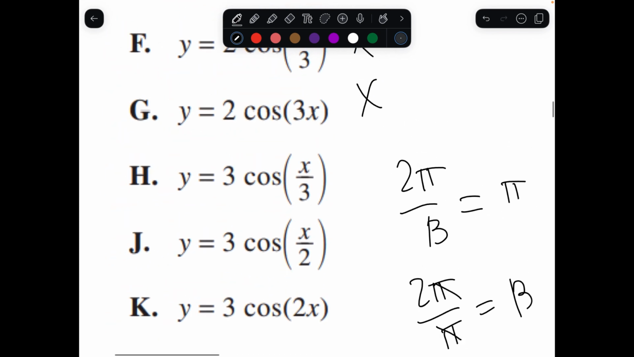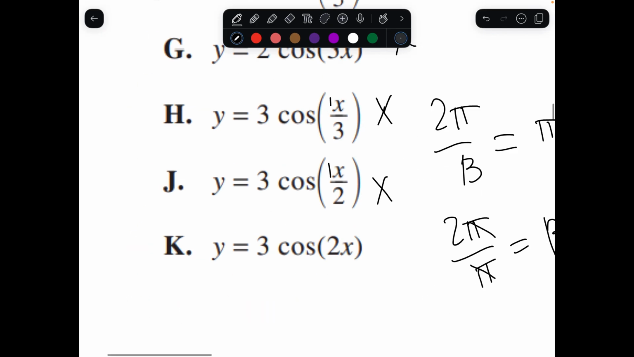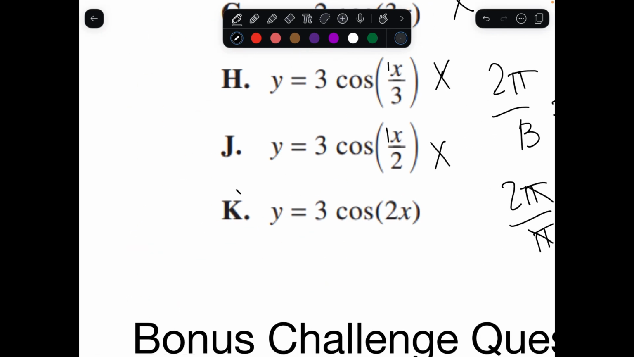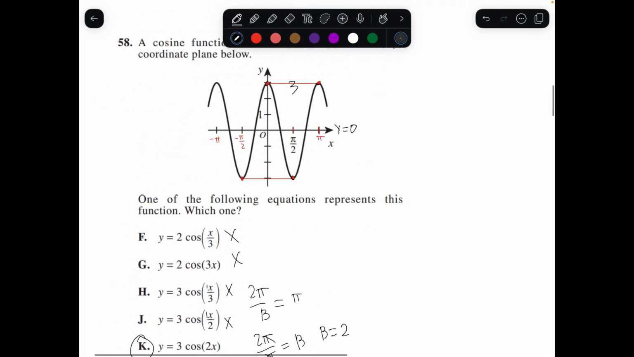And here, the number is either, for h and j, the number is 1/3 and 1/2, which is not what we're looking for. So you can cancel those out. You can cross those out. So it's going to be k. So your answer to this question is k.